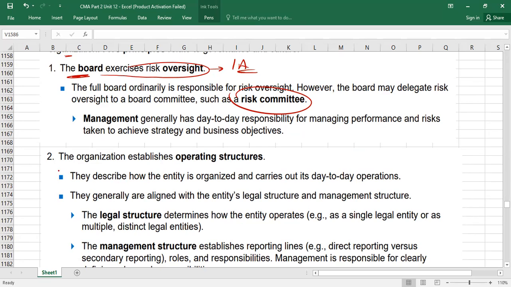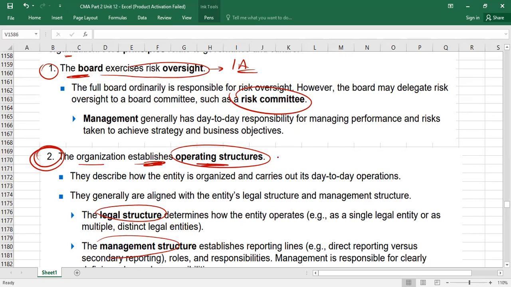Second is what? This is the second principle under governance and culture. The organization establishes operating structure. What does it mean? Operating structure, guys, there are two types of structures. One is called legal structure, second is called management structure. So what do we need to establish? Operating structure. So guys, legal structure is what you have to define first.